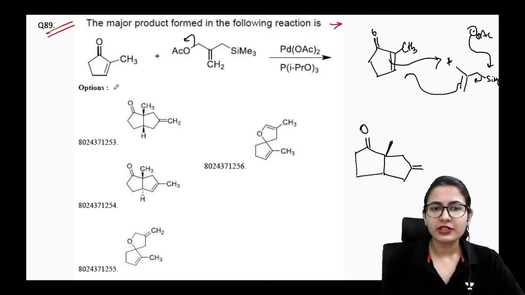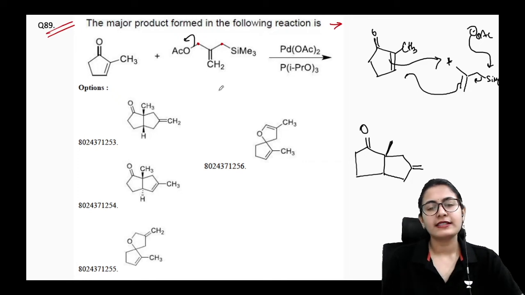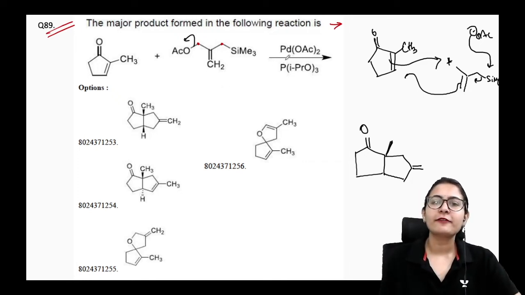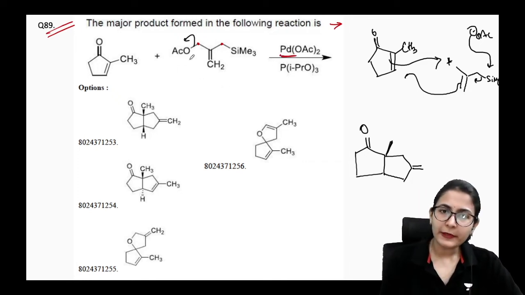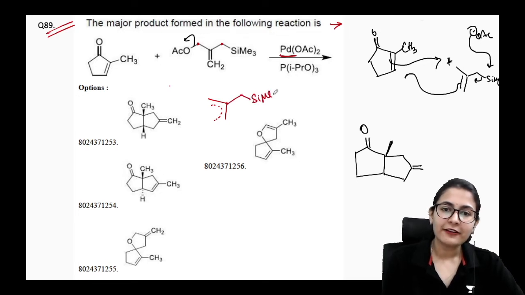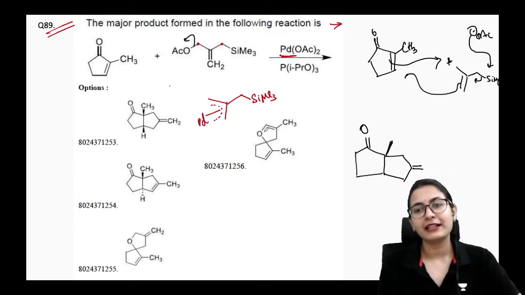It's an alpha beta unsaturated carbonyl, and then it is CH2, skipping one carbon, acetate, skipping one carbon, SiMe3. Guys, yes, you have palladium. When you have palladium and such a possibility of formation of a pi allyl complex, you are absolutely going to do so. So this is your pi allyl complex which is going to form after the elimination of acetate. Yes, there is your palladium which is going to connect to the pi allyl complex.